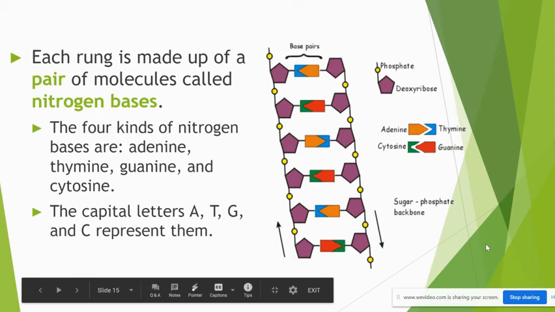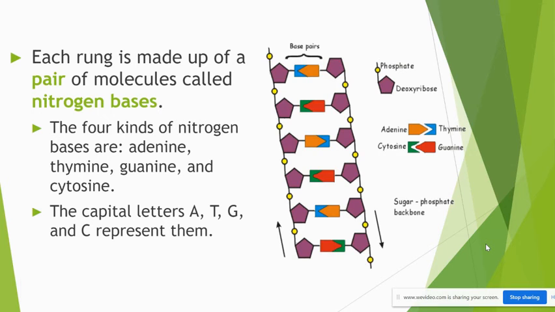Then each rung, or where you would think about a step for the ladder, is made up of a pair of molecules called nitrogen bases. So there are two bases that pair up with each other, and there are four kinds of bases that make up DNA. And they are adenine, thymine, guanine, and cytosine. So we use the capital letters A, T, G, and C to represent them, so we don't have to write out the whole name. And when we look at DNA structure a little bit later, we'll just use those letters.